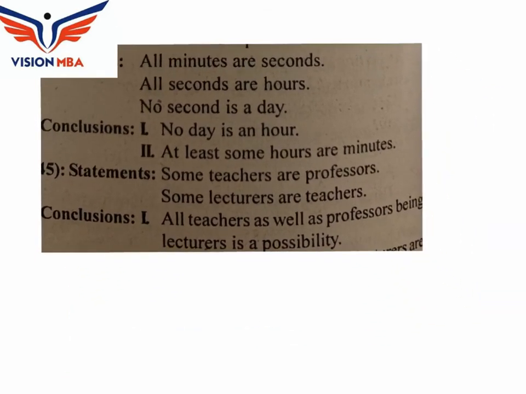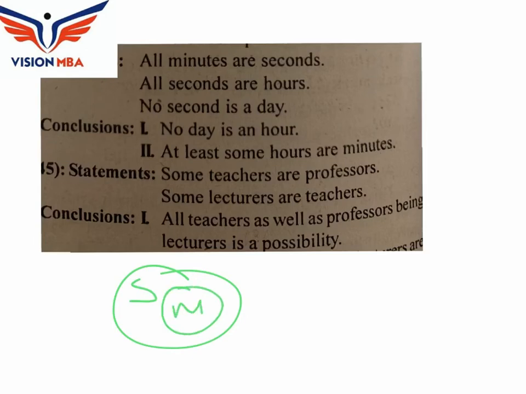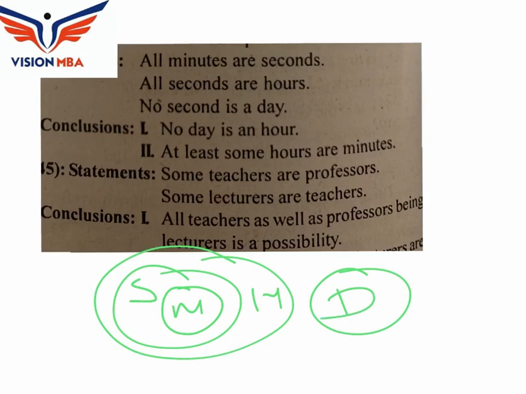Let's just solve it. Statement: all minutes are seconds. So second is going to be the bigger circle. M is for the minutes. All seconds are hours. No second is a day. Now no second is a day, so I will put a circle mentioning day, and I would connect it to the second part. But that does not mean none of the hours can be day. Of course, please understand that.